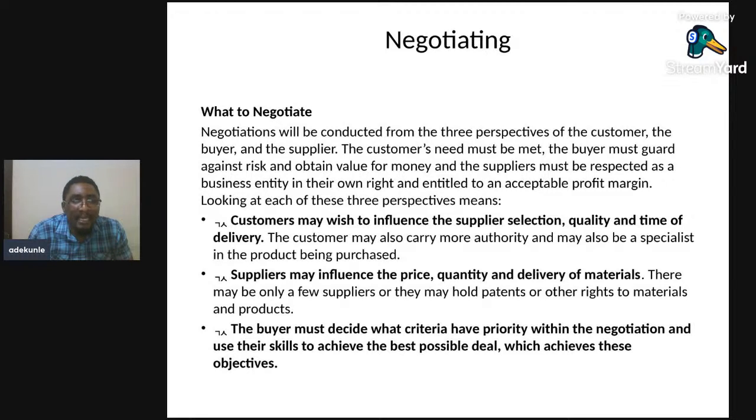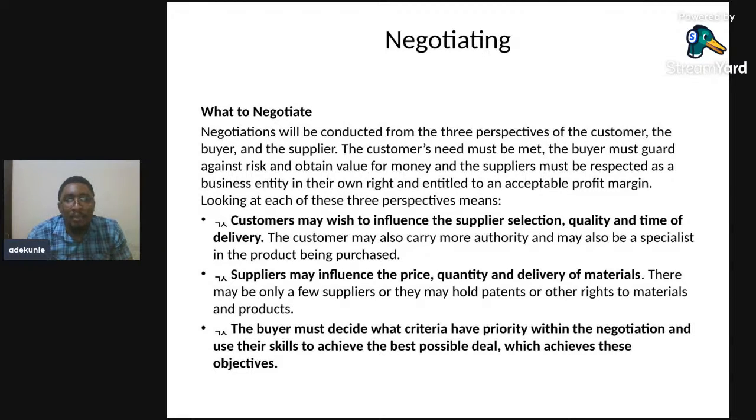The buyer must guard against risk and obtain value for money, and the supplier must be respected as looking at each of the three perspectives, which means the customer may wish to influence its supplier selection, quality, and time of delivery. Also, the supplier may influence the price, quantity, and delivery of material. So also the buyer may decide on what criteria have priority within the negotiation and use skills to achieve the best possible deal, which achieves these perspectives.